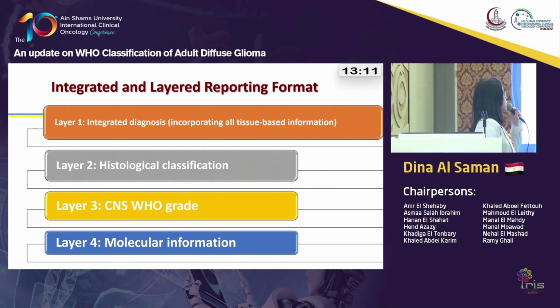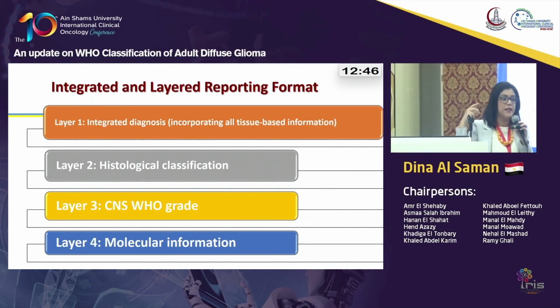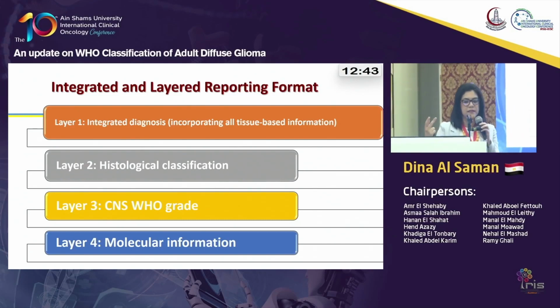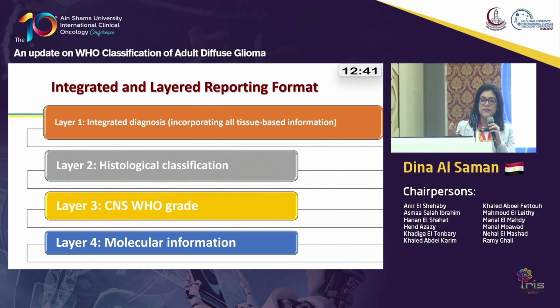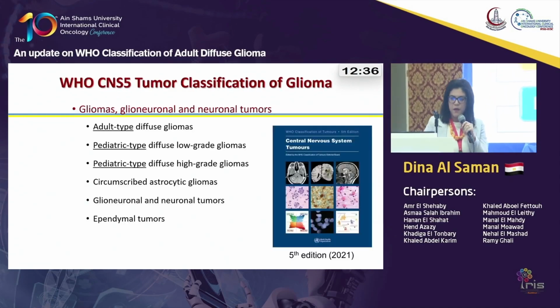Okay, one more thing that I would love to explain further and focus on is the idea of the integrated and layered reporting format that we use now for the diagnosis of the different CNS tumors. And by layering, I say that my report should provide the histologic classification of the tumor. This is one thing. The other thing, the histologic grade of the tumor. And the third thing is the molecular information that I can add, okay, and I can test and evaluate, and then incorporate all these data and come to you with an integrated and layered diagnosis.